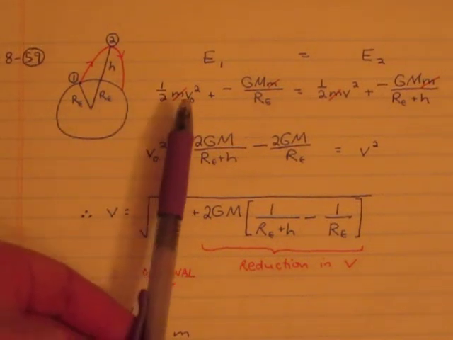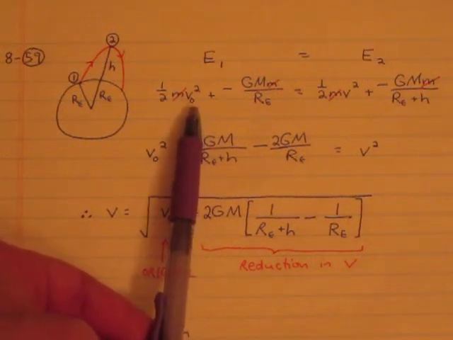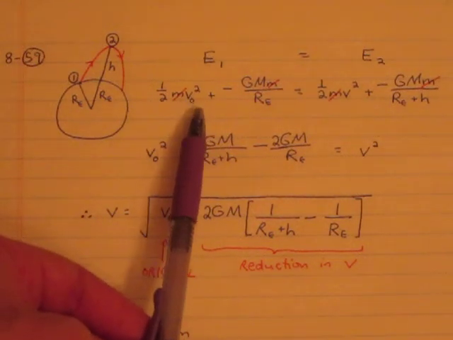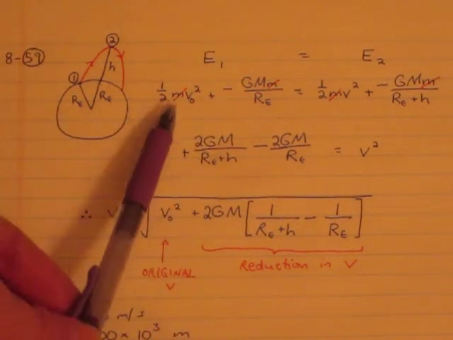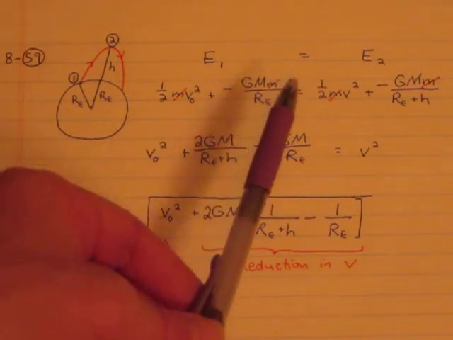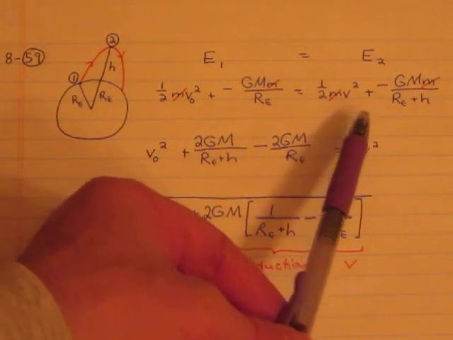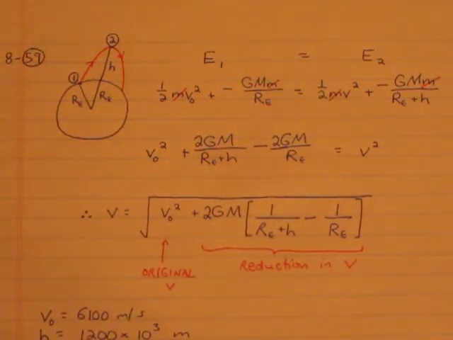So 1/2 mv naught squared, and sorry about the subscript. Since this is energy 1, I probably should have called that velocity 1, but that's the kinetic energy at launch, plus negative GMm over the radius of the Earth, that's potential energy, equals, when it gets to that peak, 1/2 mv squared, there's the v we're solving for, plus negative GMm over the radius of the Earth plus height. We go through the algebra. One thing we see is that the mass of the rocket divides out because it's a factor in every single term. Go through the algebra and you should get this right here.